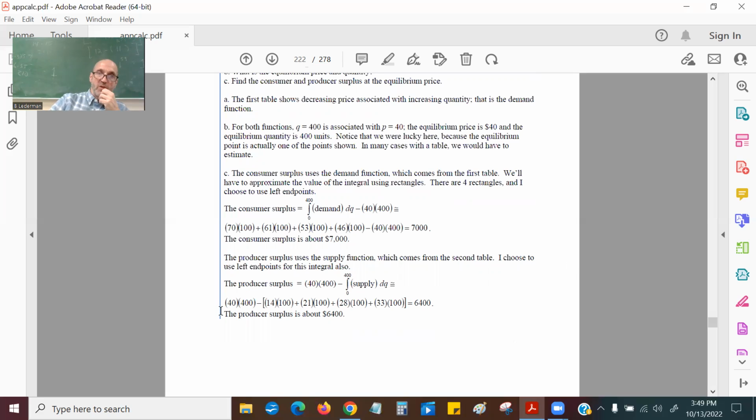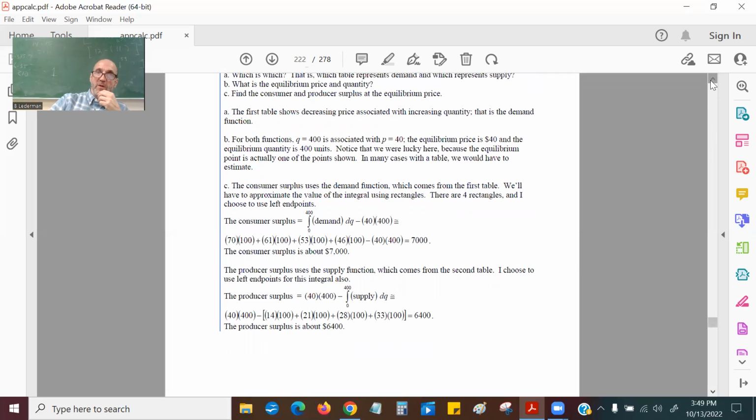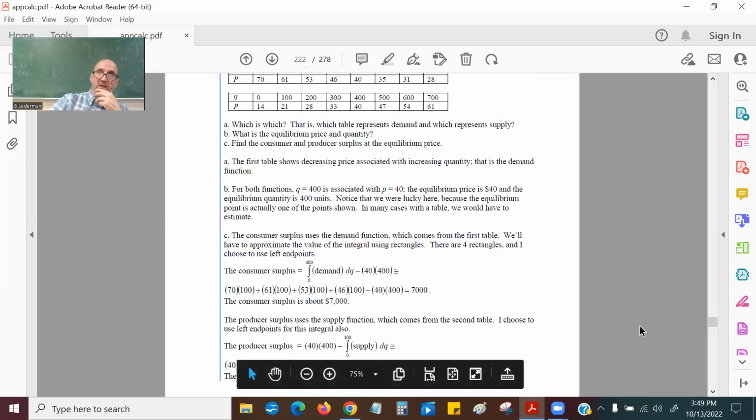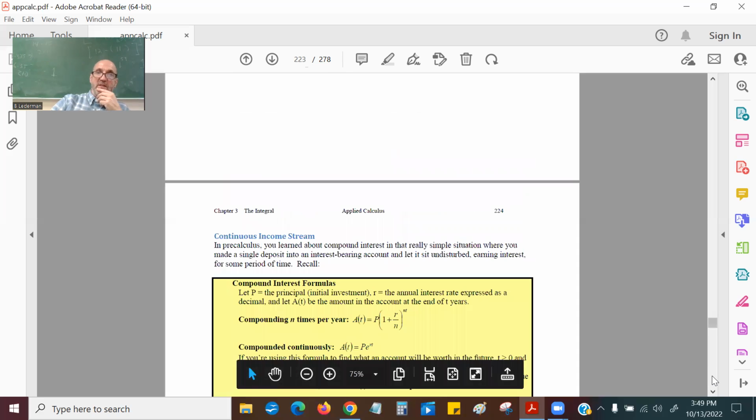And again, with these numbers, let me go back up. I'm sorry, not the 40. The 40 is the equilibrium. Sorry about that. But the 14, 21, 28, 33 came from that bottom table. And that is how we do that.